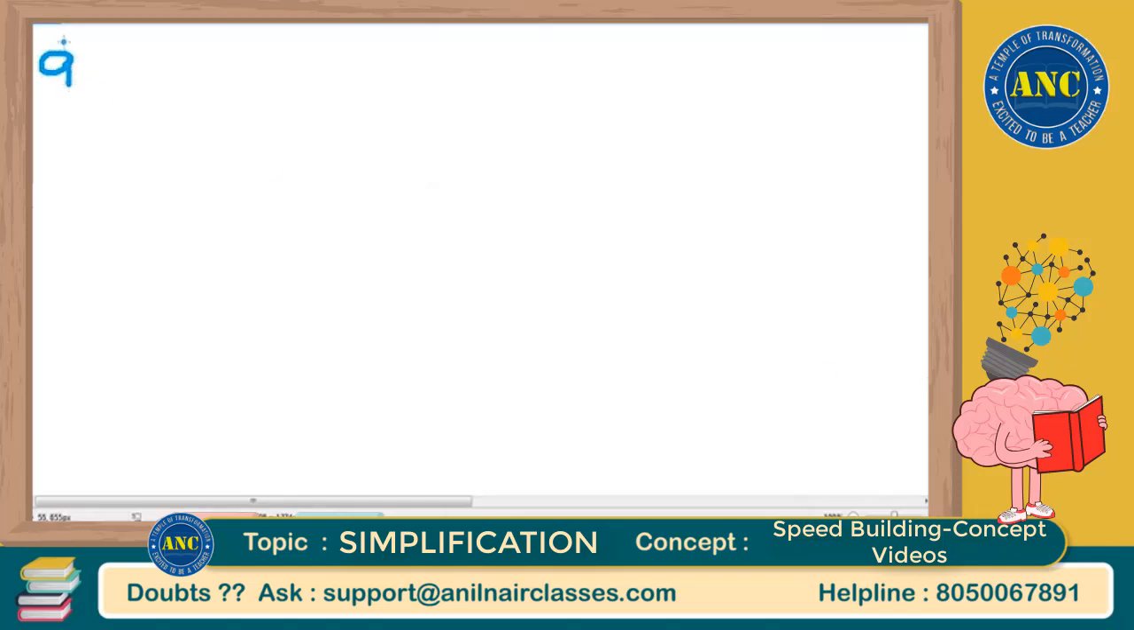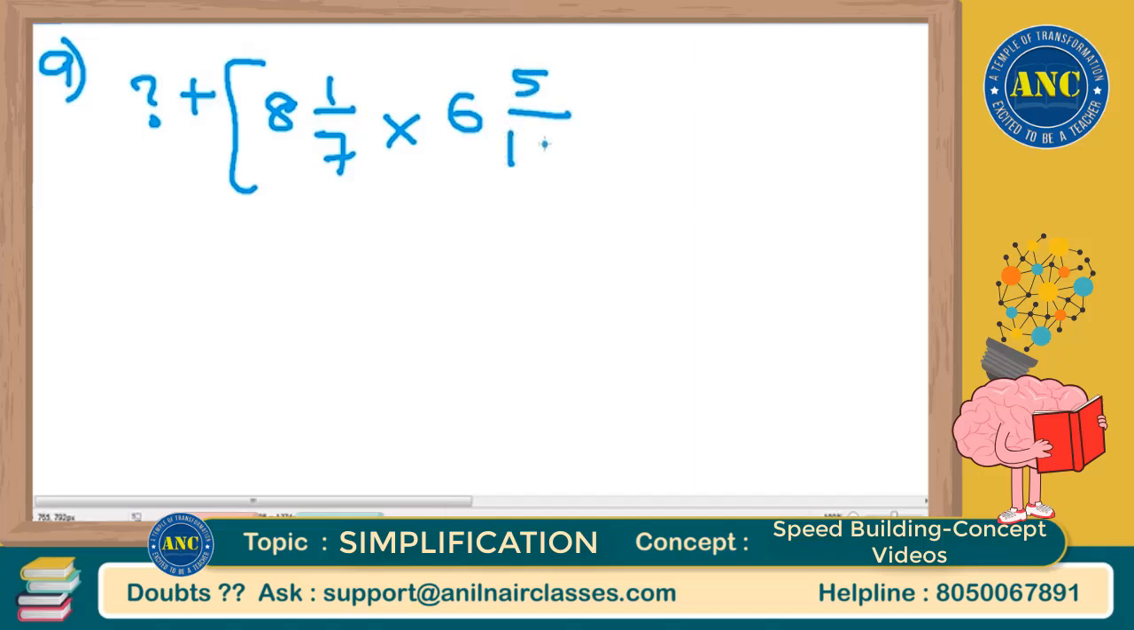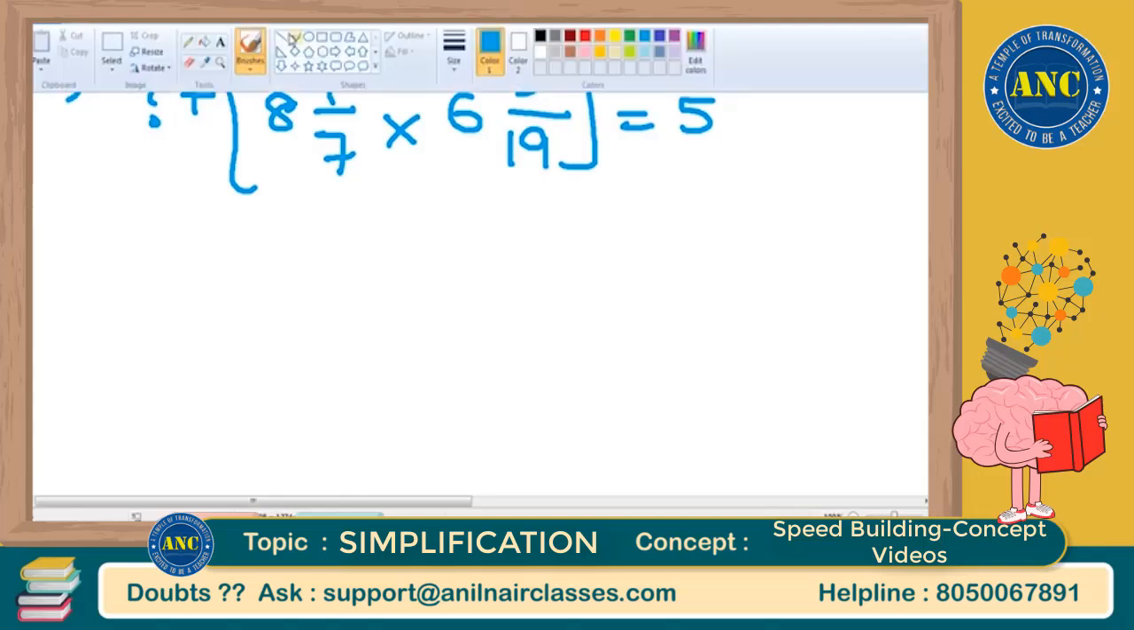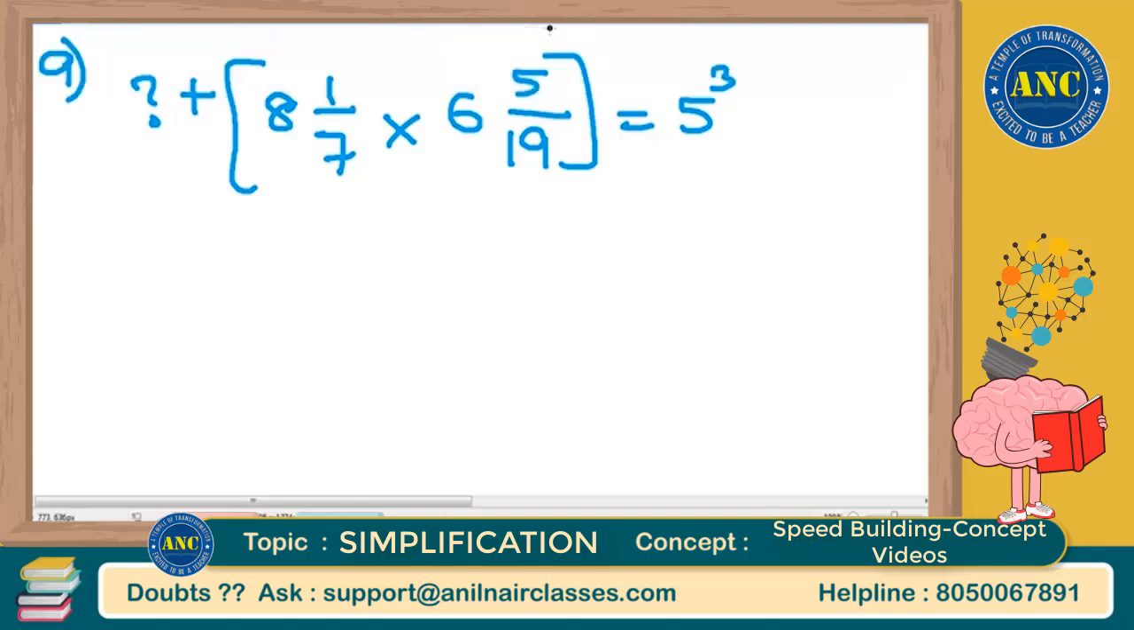Next question. Question number 9. See this question, sir. 9th question. Listen carefully, sir. Your question is question mark plus 8 1/7 into 6 5/19 into 6 5/19 is equal to 5 power 3. What should come in place of question mark is the question, right? What should come in the place of question mark is the question. Now listen to this carefully, sir.